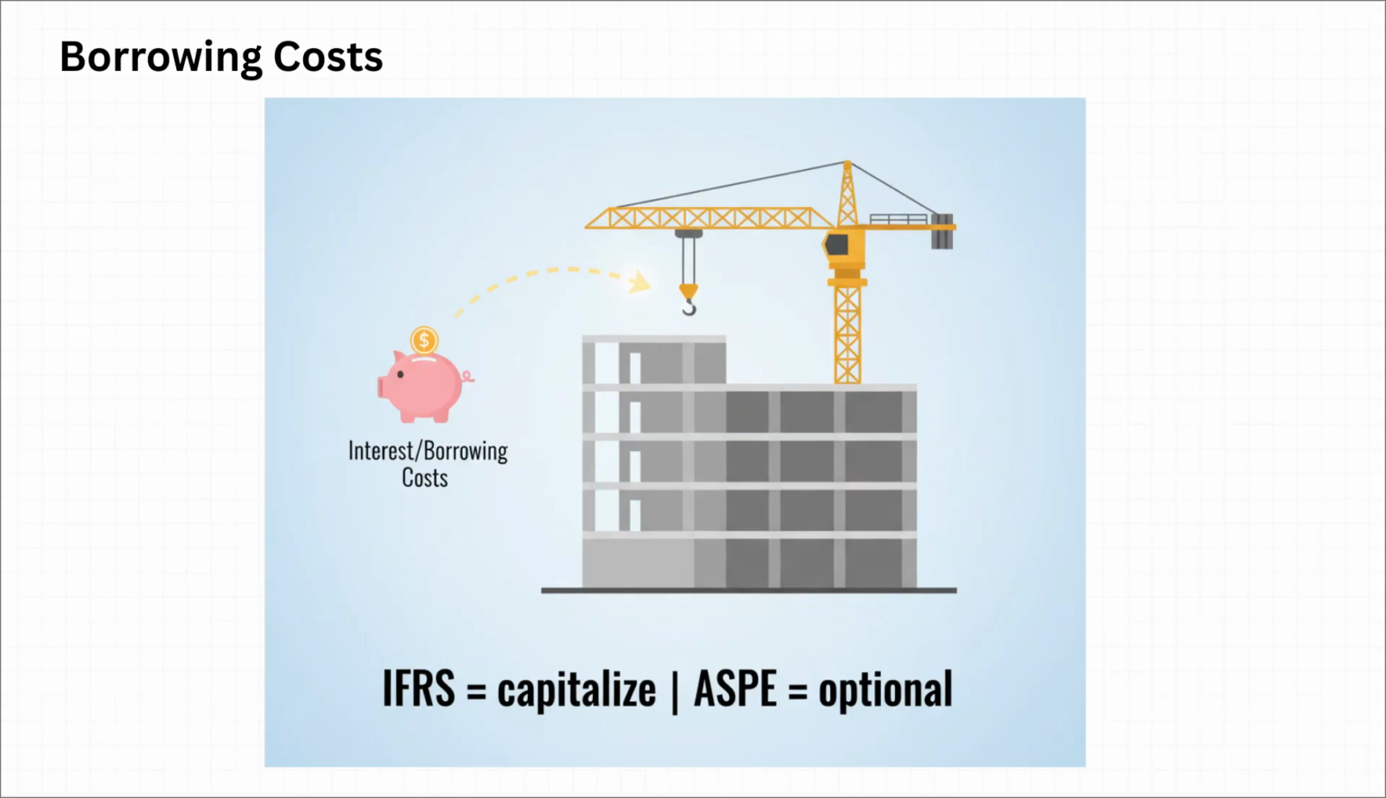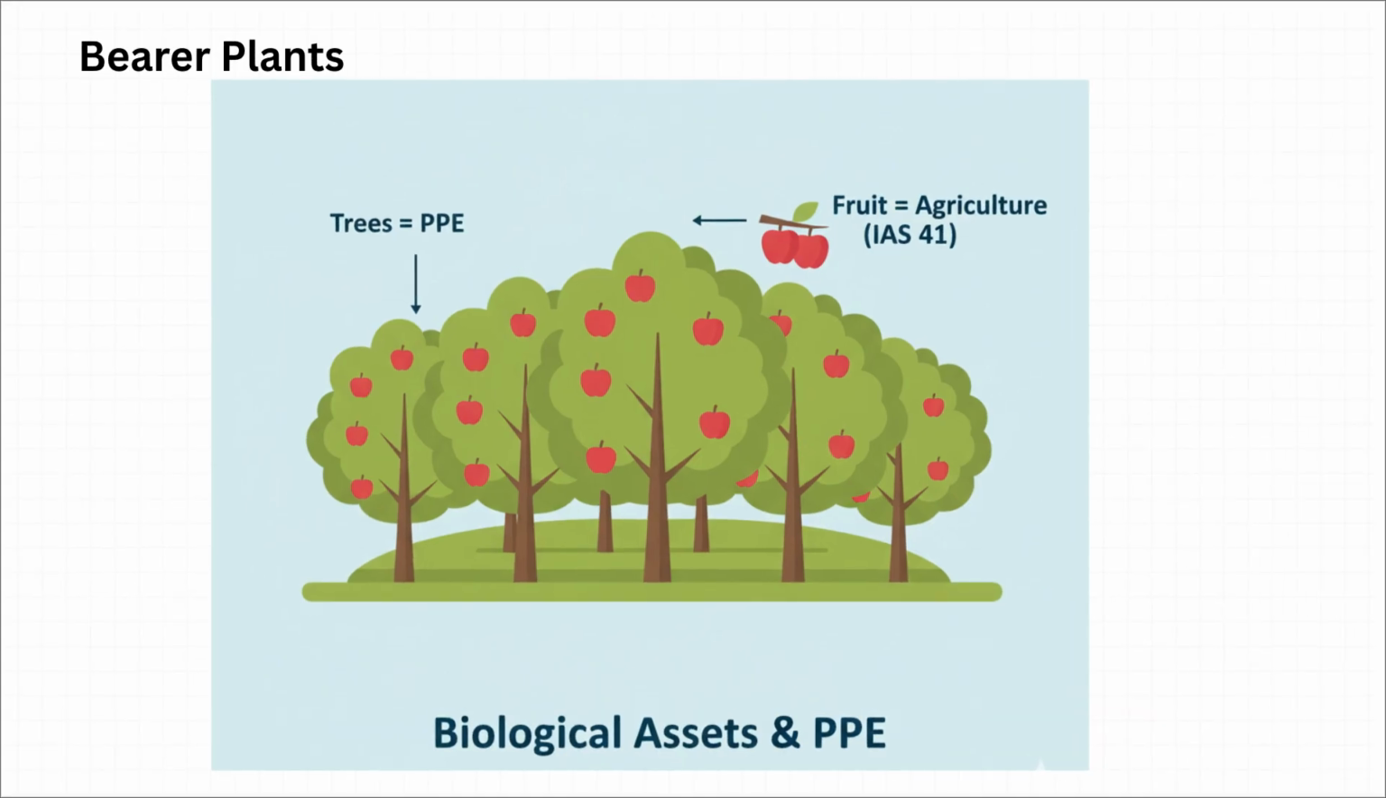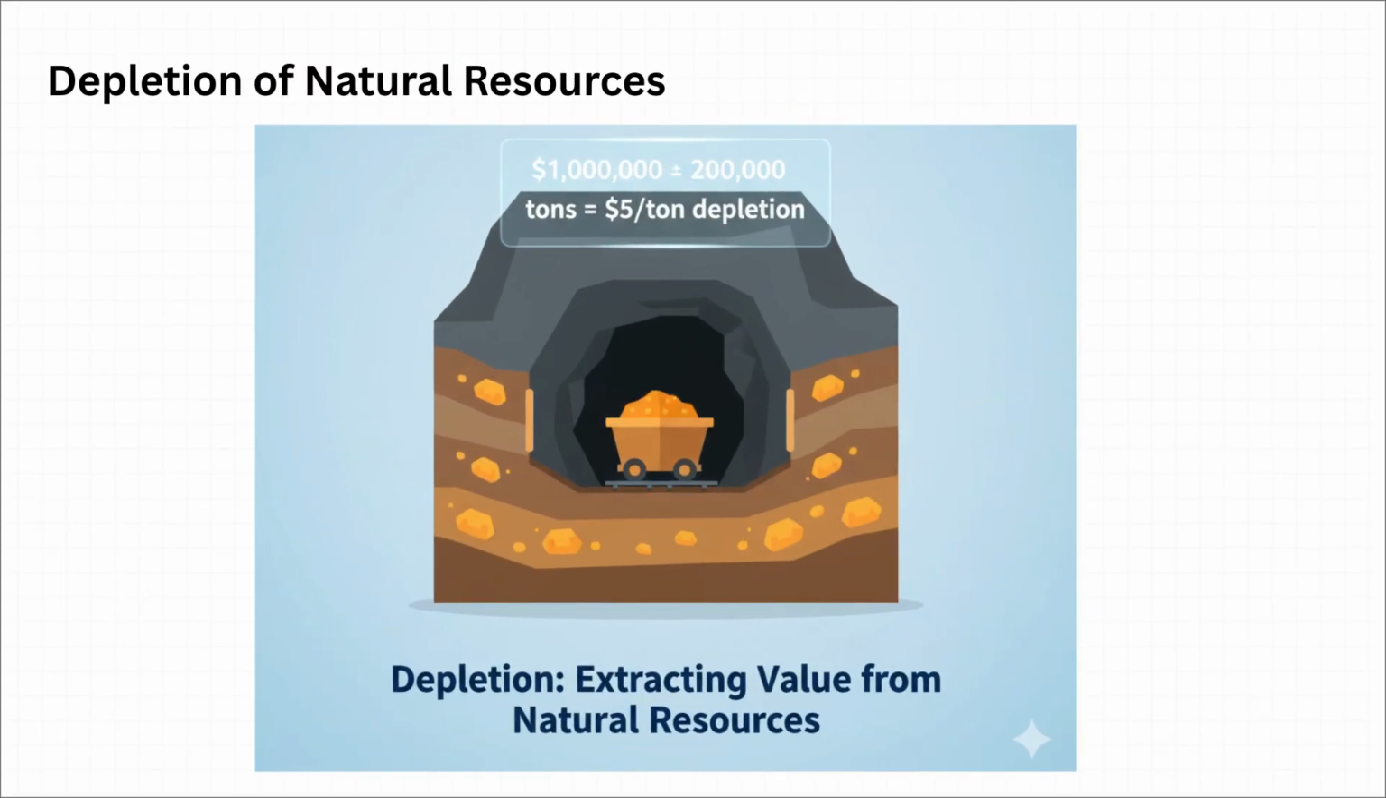Now let's switch gears to a special category: bearer plants. Bearer plants are living plants, like apple trees or grapevines, that produce crops over multiple periods. They are treated as PPE, but the fruit they produce is accounted for under agriculture standards. And what about natural resources like mines or oil fields? Those follow a slightly different rule: depletion. Instead of depreciation, natural resources use depletion. Depletion spreads the cost over the resource extracted. Example: a $1 million mine expected to produce 200,000 tons of ore equals $5 depletion per ton.